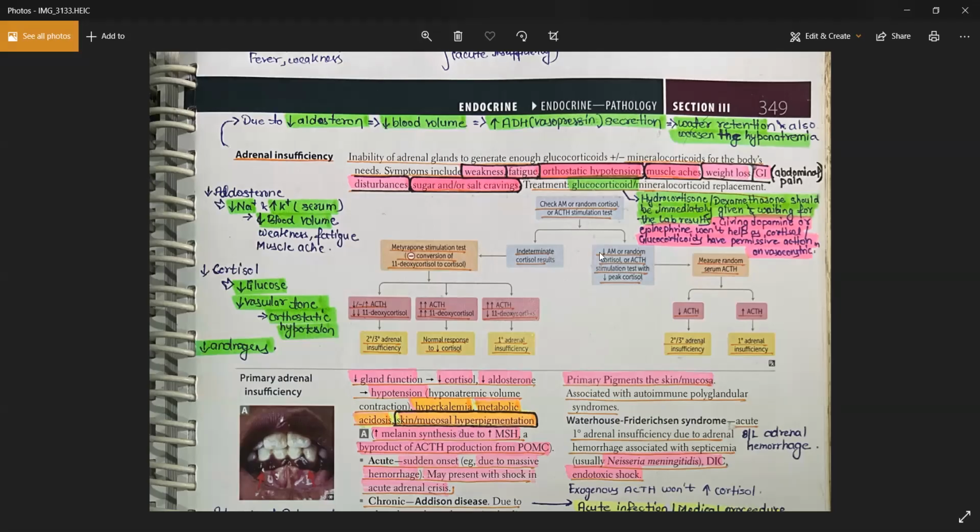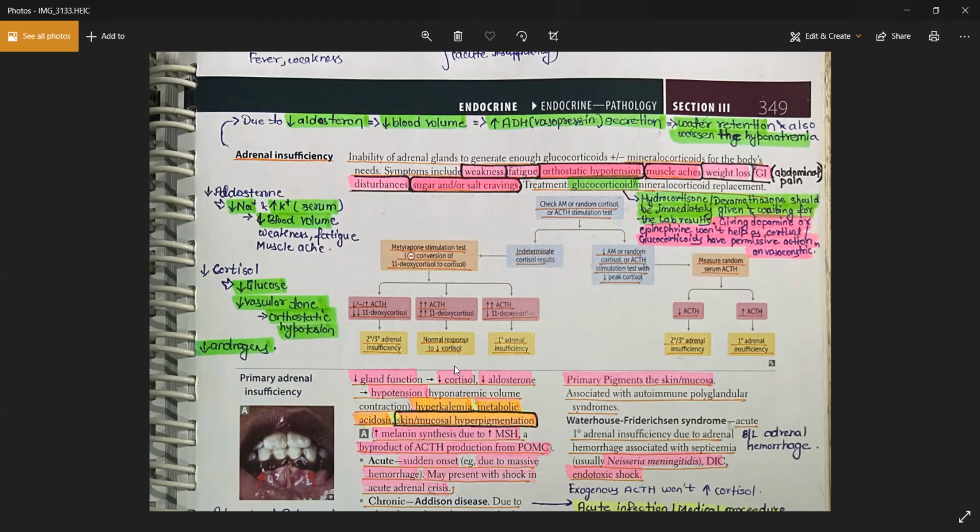So in that you will check the morning cortisol level. You will have low cortisol levels, then you check for the ACTH. If you have a low ACTH along with the low cortisol, that means it is a secondary deficiency. If you have a high ACTH along with the low cortisol, that means it is a primary deficiency. Just this. Okay. Is that flow diagram okay?